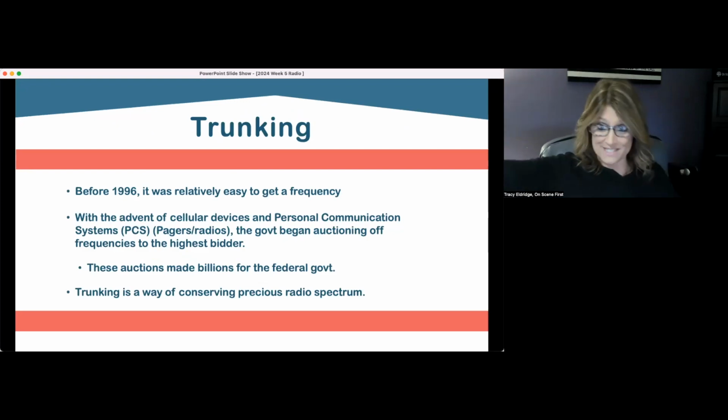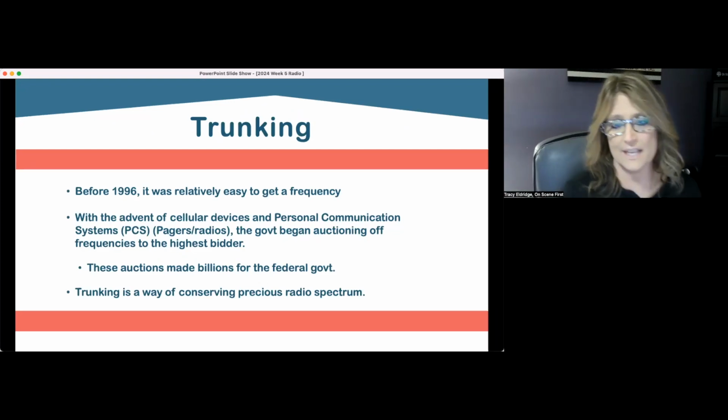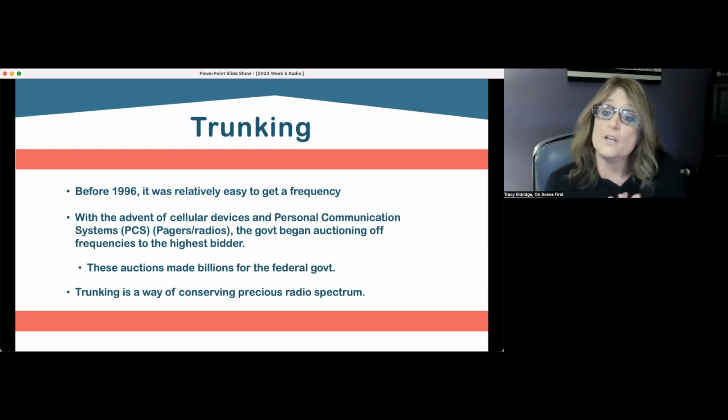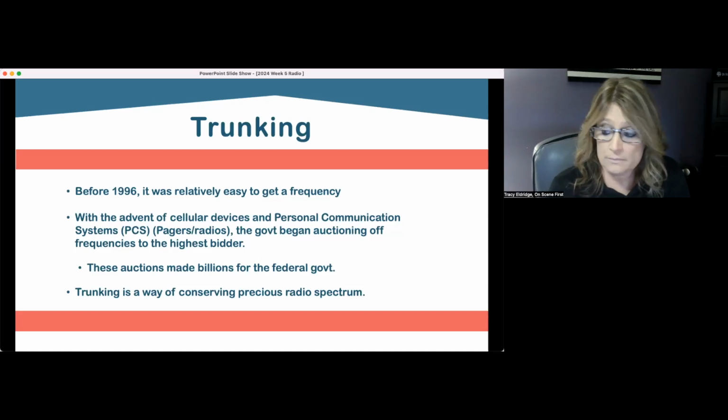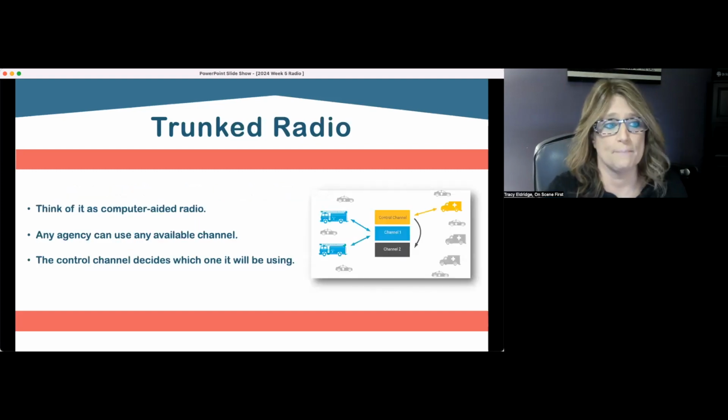So I want this batch. I will pay you for it. It's mine, so nobody else can take it away from me. These auctions made billions of dollars for the federal government. Trunking is a way of conserving that precious radio spectrum that we are losing over time.